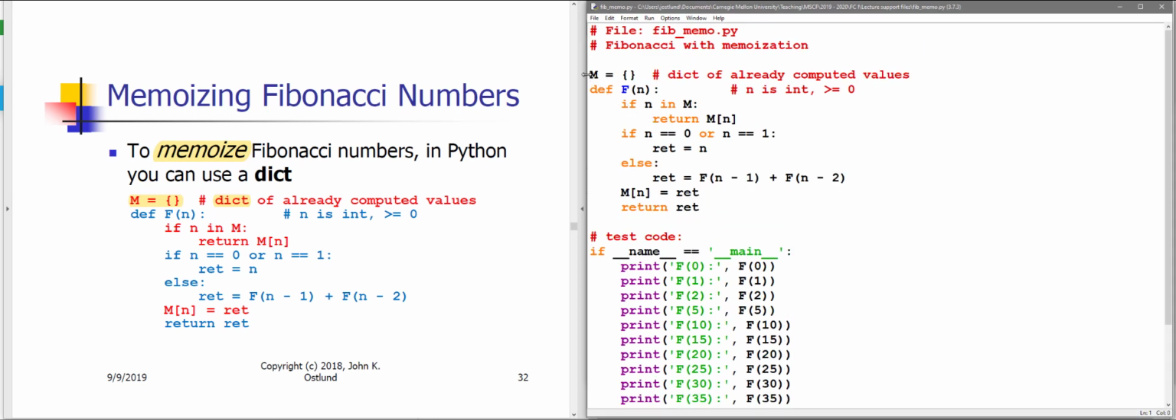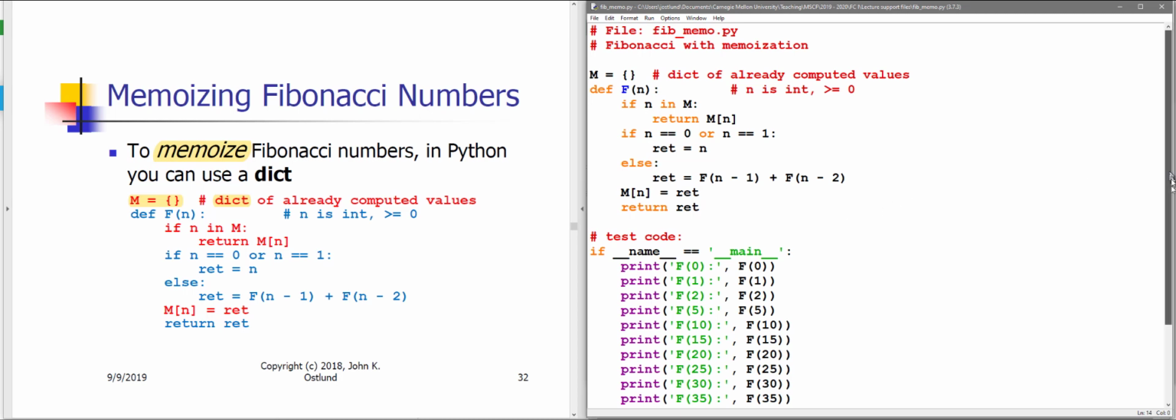Okay, so here we have our dictionary that's going to remember previously computed values. So if n is in the dictionary, we're done. Otherwise, we'll do our computation as usual, and then we'll memoize the value that we computed.